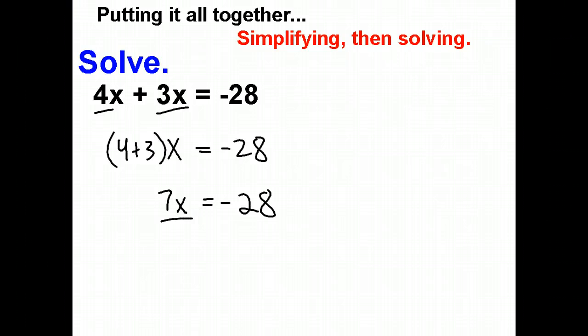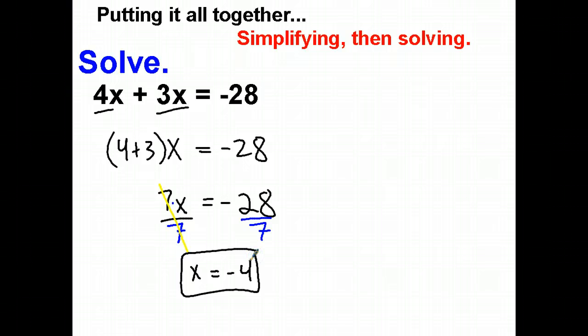Now, I ask myself the big question, what's happening to x? And I can see that it's 7 times x. Well, if I want to get rid of the 7 or to isolate the x by itself, it's important that I'm going to divide by 7 on both sides. So when I divide by 7 on this side, I have a chance to cross the 7 out. And on the other side, negative divided by a positive would give us a negative. 28 divided by 7 would give us 4. So we can see we have a solution of x equals negative 4.